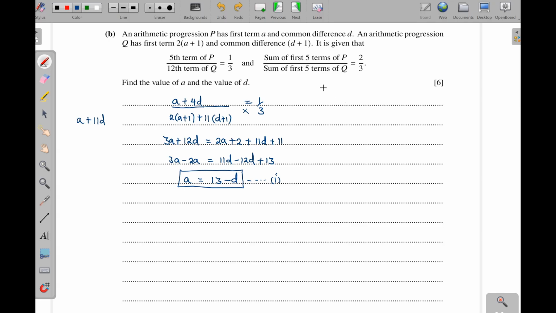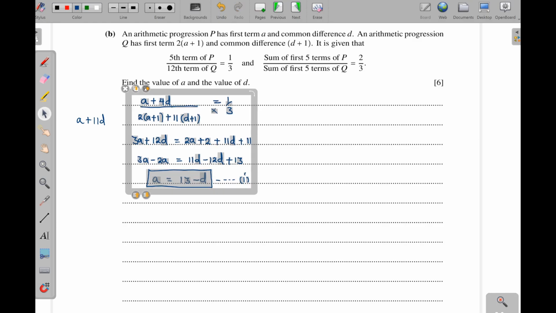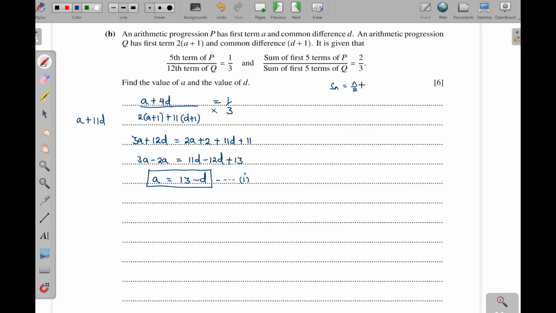When we come to this one, we have sum of the first 5 terms. Let me actually extend this one here. Sum of the first n terms of an AP is n over 2 out of 2a plus n minus 1 what? D. Okay. So that is when the first term is A and the common difference is D. So let us substitute here. We are going to have, there are 5, so 5 over 2, then into 2A plus 5 minus 1, that will be a 4, then D. Okay. That is for P.